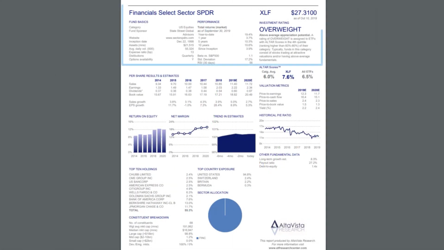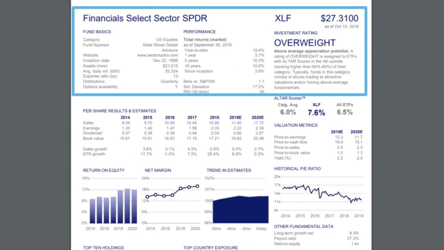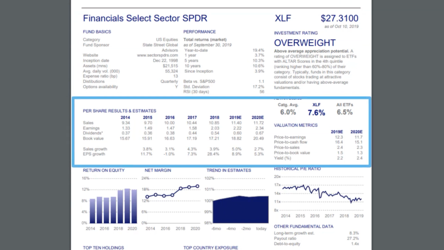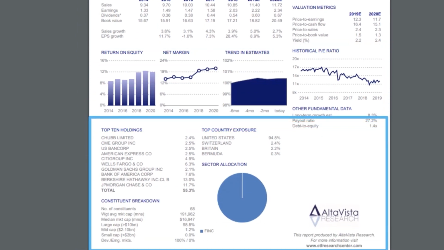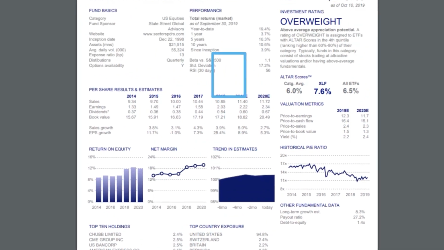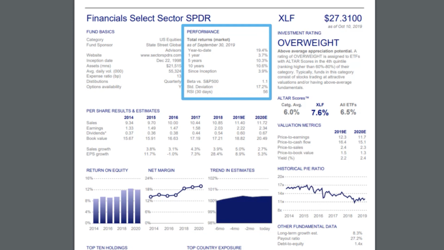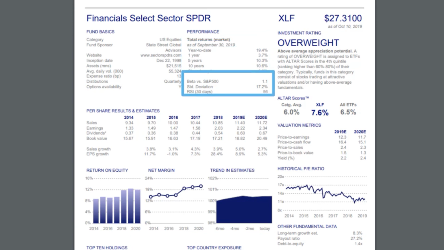There is a ton of useful information here, including fund basics, performance, investment rating, historical and projected sales, earnings and dividends, and valuation metrics. By scrolling down the page, you will also see key metrics in chart format, as well as top 10 holdings and country exposure. At the top of the page, look within the Performance section and look for Beta versus S&P 500.